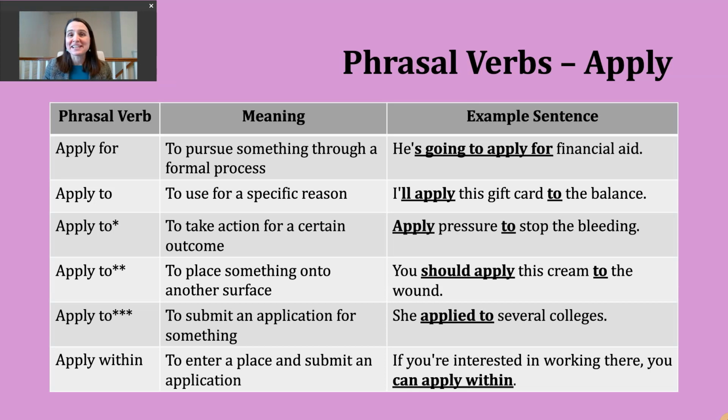Okay, so here we're taking action, we're maybe pressing on something, and the outcome here is to stop bleeding. A third way we can use apply to is to mean to place something on another surface. Sometimes this is going to imply also rubbing something in. An example here: you should apply this cream to the wound, right? So imagine someone has a cut, right? So we are going to place the cream onto the surface, the area where the cut is.